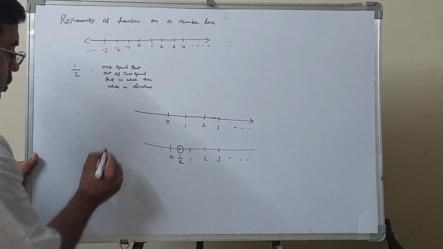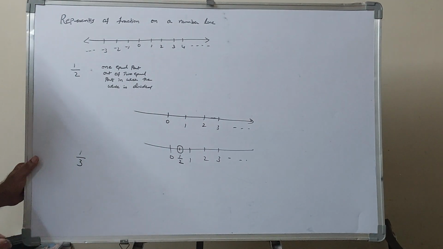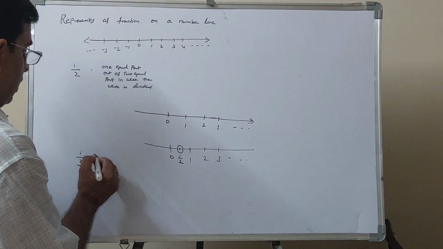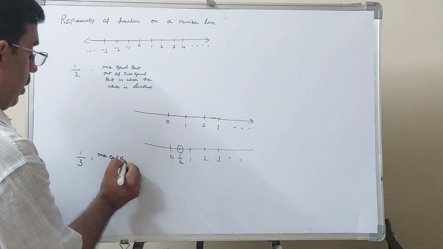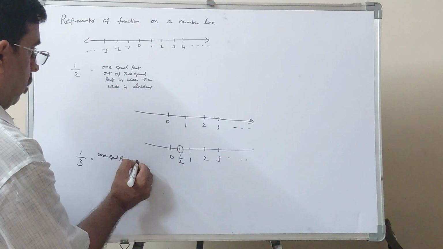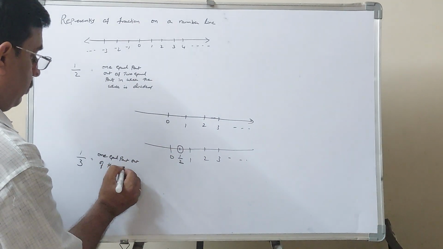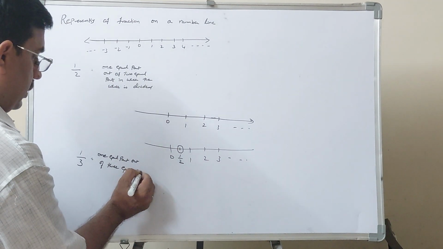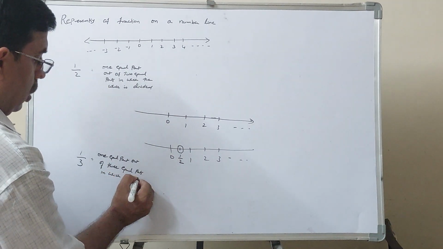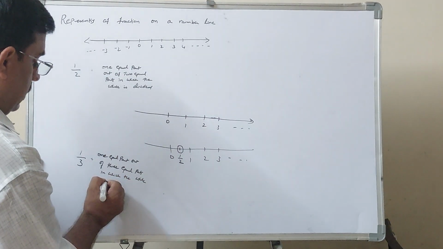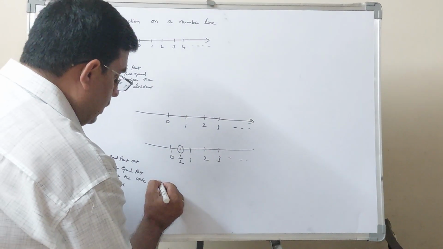This is 1 by 2. If I ask you to represent 1 by 3, how to represent 1 by 3? What is the meaning of this? 1 equal part out of 3 equal parts in which the whole is divided. So how to represent this?